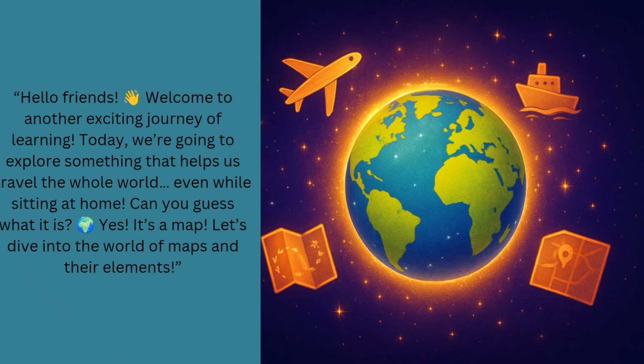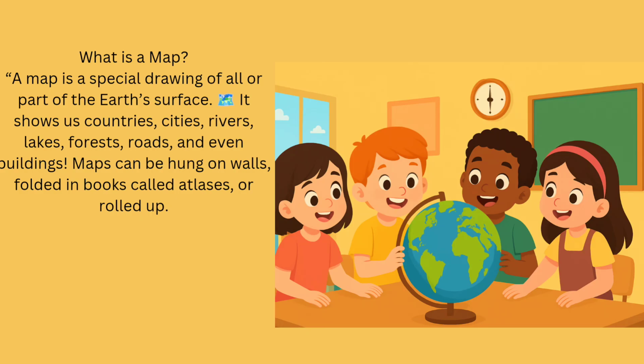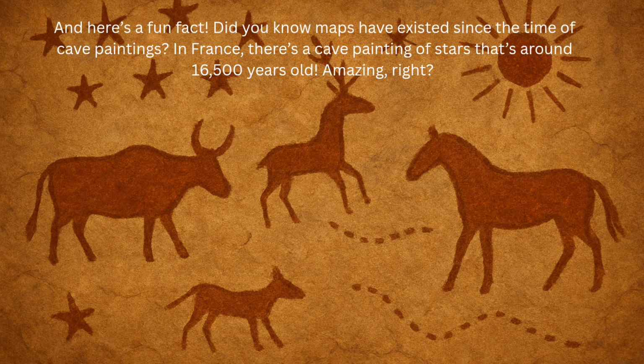What is a map? A map is a special drawing of all or part of the Earth's surface. It shows us countries, cities, rivers, lakes, forests, roads, and even buildings. Maps can be hung on walls, folded in books called atlases, or rolled up. And here's a fun fact. Did you know maps have existed since the time of cave paintings? In France, there's a cave painting of stars that's around 16,500 years old.